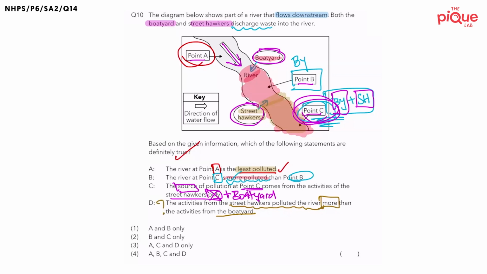Okay, so to select statements that are definitely true, what am I looking out for? Am I looking out for the ticks or the cross? I'm looking out for the ticks, which exists in which statements? From here, we can see that it exists in statement A and B, which gives us our correct option to be option number 1.